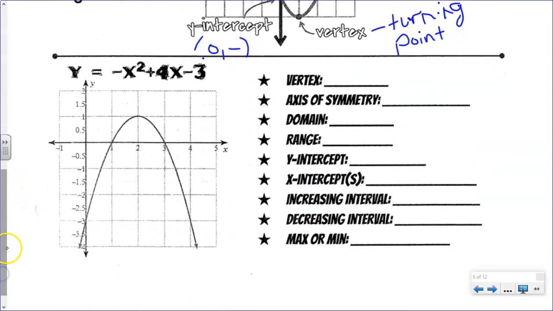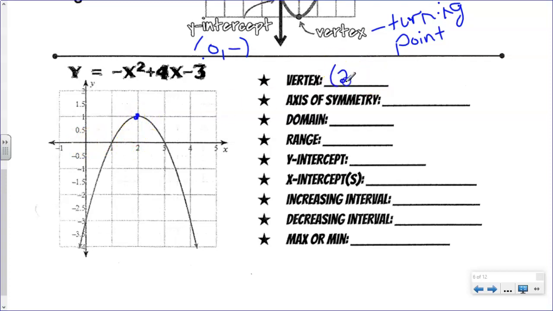Okay, so let's look at this. This is the function y equals negative x squared plus 4x minus 3. Anytime this a is negative, that's going to tell me it's reflected, so it's going to open down anytime the a is negative. So we're going to look for our vertex. Our vertex, again, is the turning point.